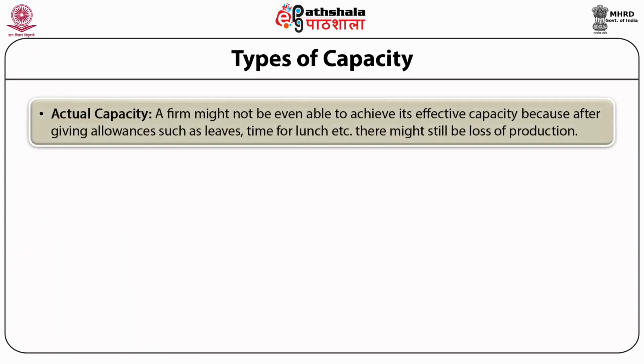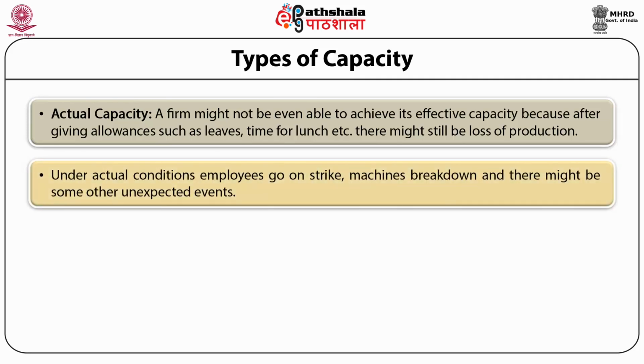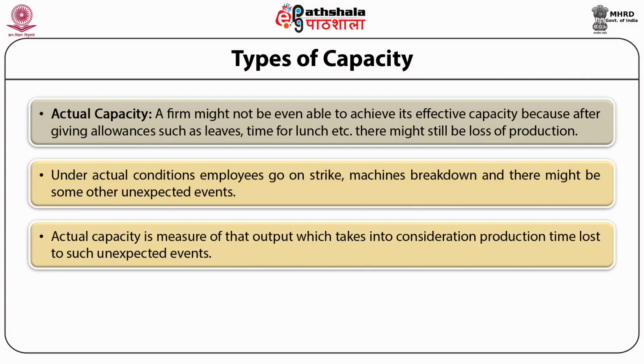Actual capacity. A firm might not even be able to achieve its effective capacity because after giving allowances such as leaves, time for lunch, etc., there might still be loss of production. Under actual conditions, employees go on strike, machines break down, and there might be some other unexpected events. Actual capacity is the measure of that output which takes into consideration production time lost to such unexpected events.